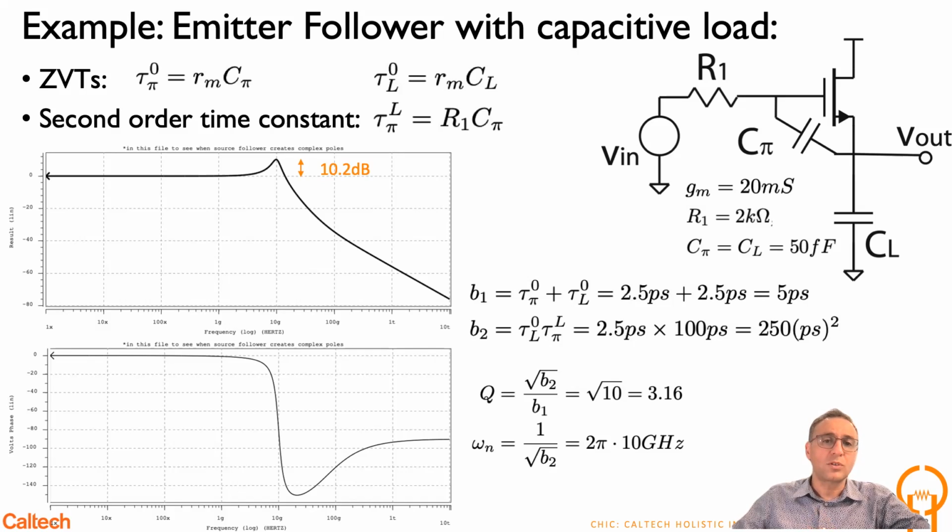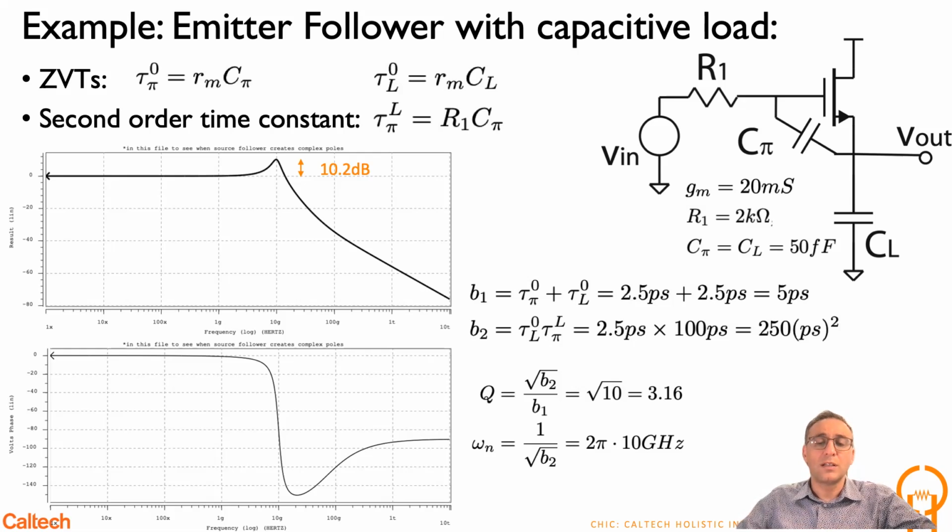And then you need one more second order time constant for this calculation, which is tau pi L, meaning the resistance seen by C pi when CL is infinite valued, in this case short circuit. So if you short circuit this, to the right you will see the gate of the transistor because this becomes grounded, and to the left you will see R1. So you basically have R1 C pi. If you use these, the expressions are pretty straightforward. B1 is the sum of these two zero value time constants as we knew, and B2 is this two-way product, tau L0 tau pi L. It's given by this expression and has this numerical value, 250 picosecond squared.